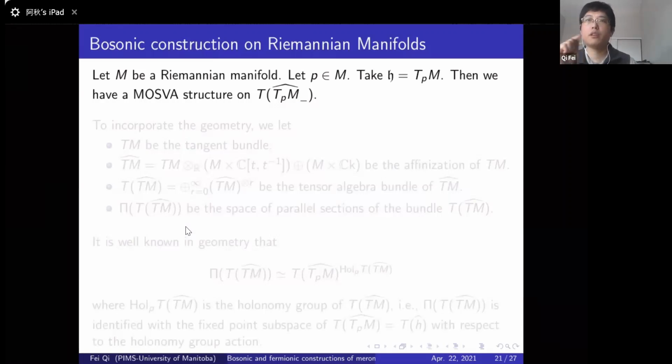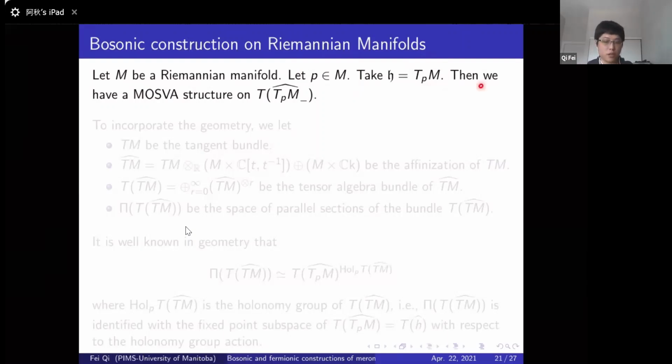I talked about this at the JMM conference last year, but after that I detected a mistake in the paper, so I should use the chance to make a few corrections and also report some new features. So we start with a Riemannian manifold and we fix a point on the manifold. Then we can take the Lie algebra h simply to be the tangent space. The tangent space will then be a Euclidean space.